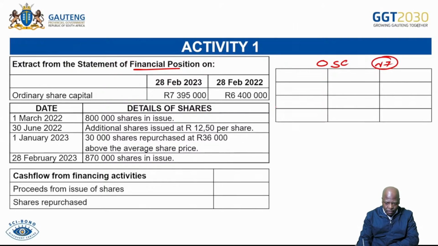In this note, let's see, at the beginning in 2022, I have a balance of 6.4 million, which is what you see here, 6.4 million. So I bring that one there. The one at the beginning here, I simply bring it here at the beginning, 6.4 million. And then the 2023, that's the closing balance. So I bring it here to be 7,395,000.